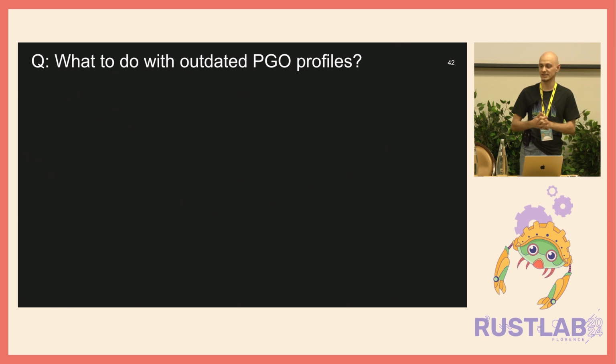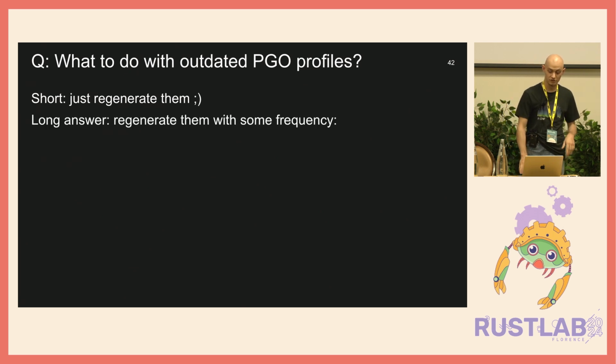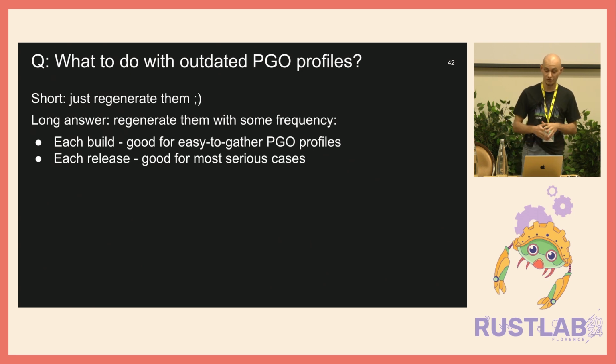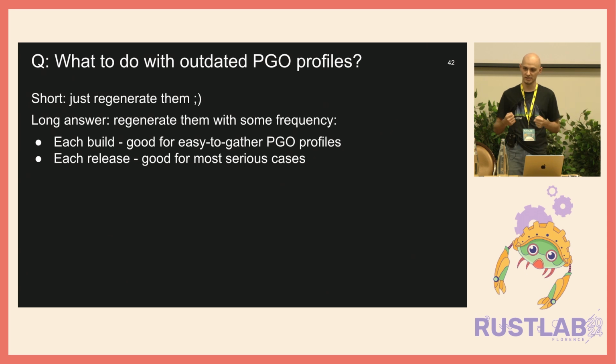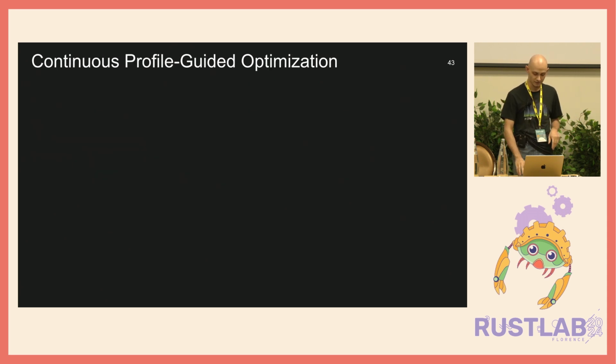So when you save PGO profiles to some VCS, you will get another problem, because your profiles can become outdated: new code is added, existing code is changed, and so on. You can just regenerate PGO profiles, and you can choose different strategies for regenerating, like each build, a good option for small programs and small PGO profiles, each release for more serious use cases like enterprise production, and continuous update. It's one of the best ways, but it's really hard to achieve.